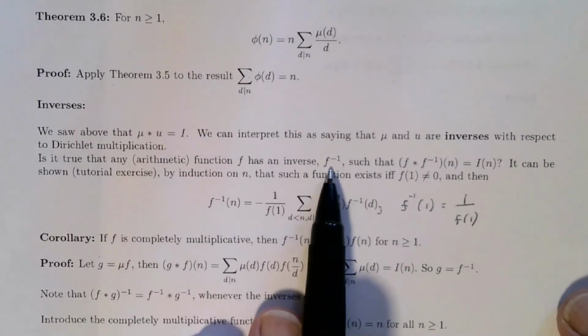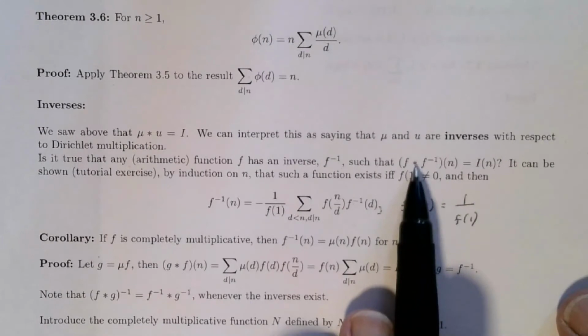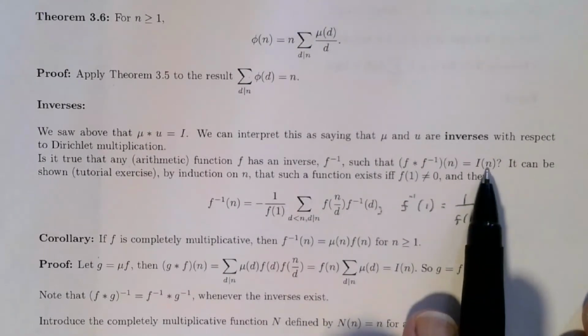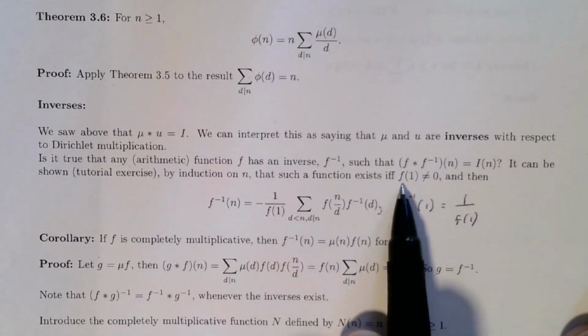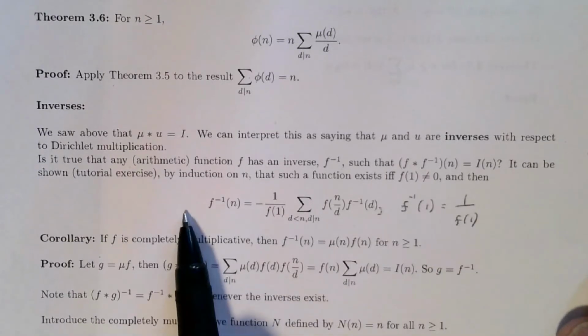Well, the obvious question is, is it true that any arithmetic function has an inverse, which is also arithmetic, such that when I compose f with its inverse under this Dirichlet product, I get the identity? And the answer is, well, yes, almost all of the time. You just require f(1) not to be 0.